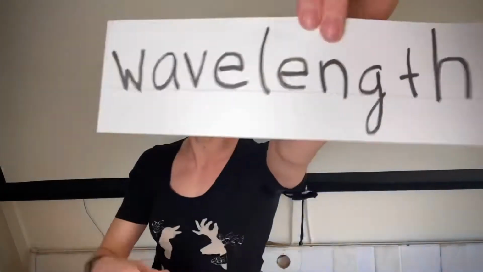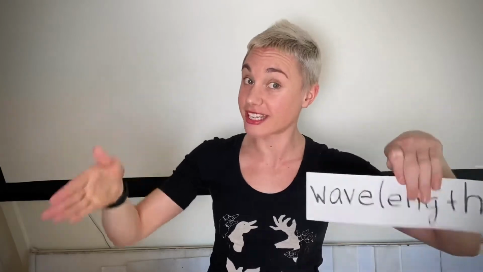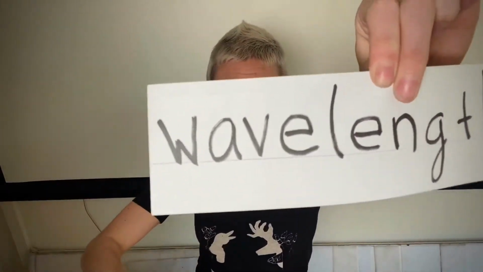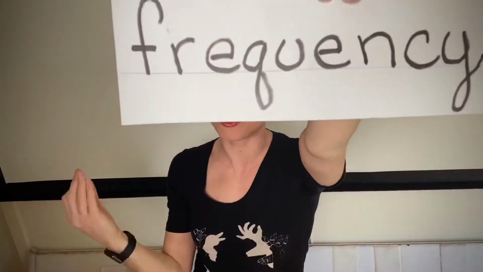We also, last but not least, learned the word wavelength. That's the size of the actual wave. So red being the largest and then violet being the smallest. And frequency means how often a wave is vibrating. So violet vibrates the most frequently, so has the highest frequency, and then the color red has the lowest frequency in the spectrum of visible light.